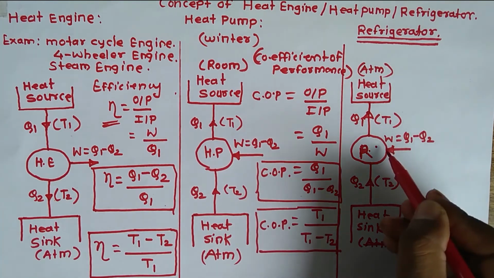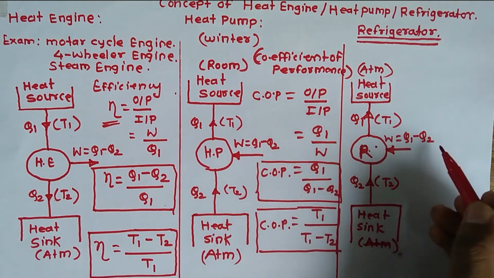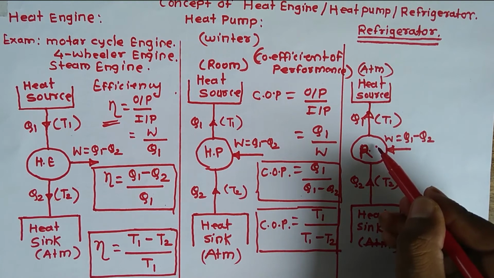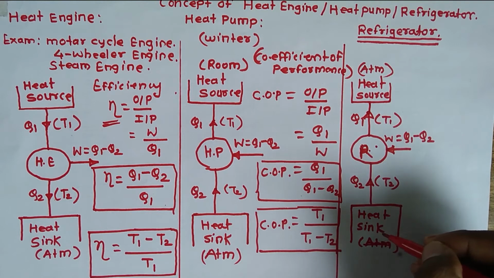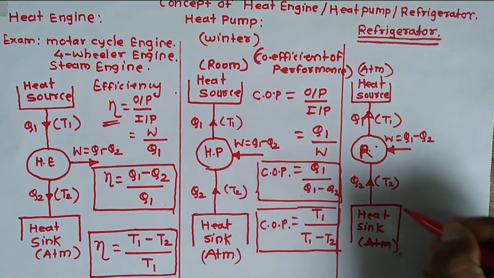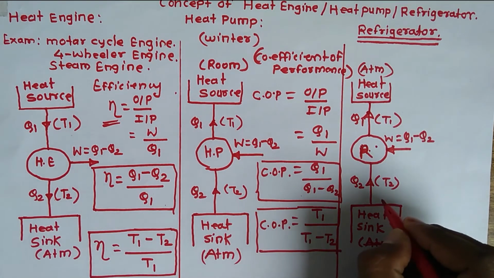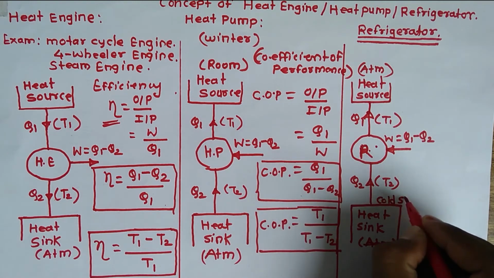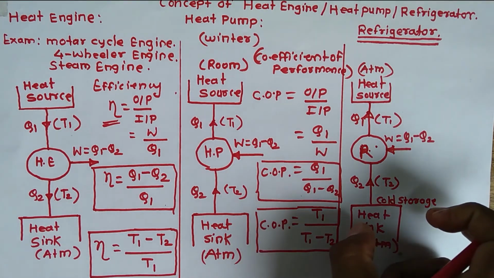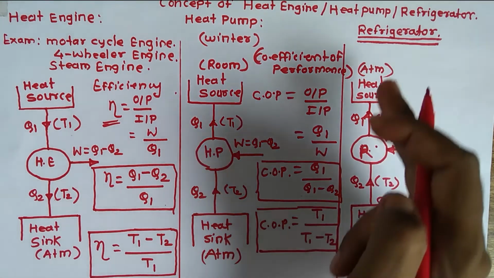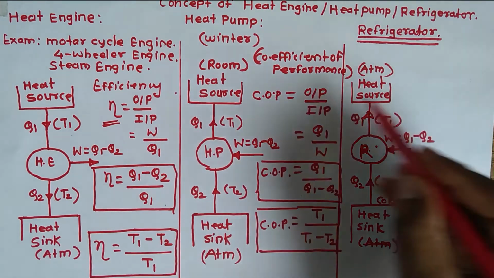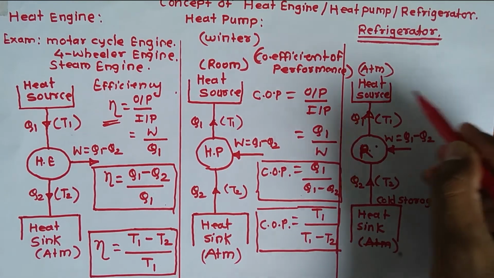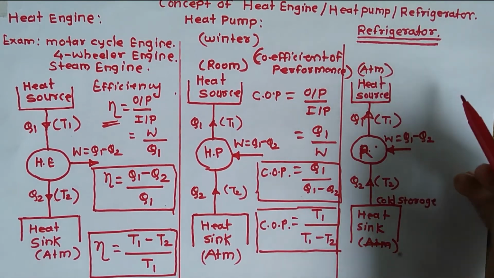So we have to work on that refrigerator. W amount of electrical energy we have to supply to that refrigerator. Then what will happen, that heat will be absorbed from that heat sink. So that will be our cold storage. We can say that will be the cold storage. So we have to remove the heat from cold storage, and we have to supply it to the atmosphere by using that refrigerator.